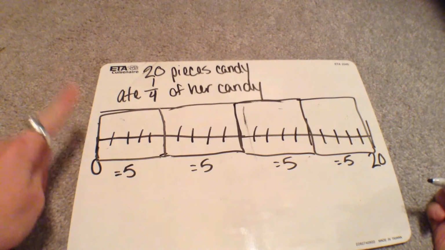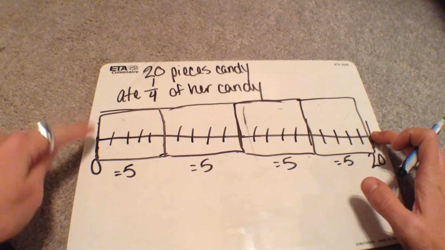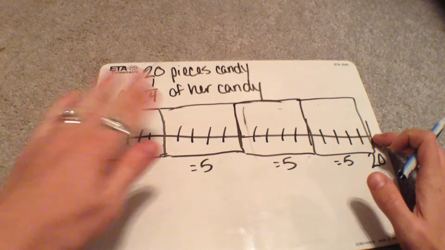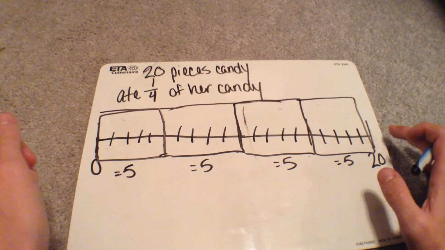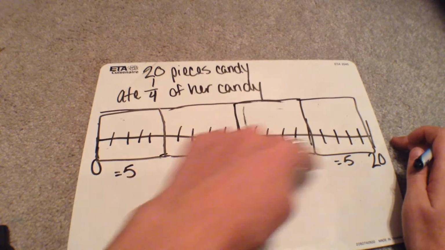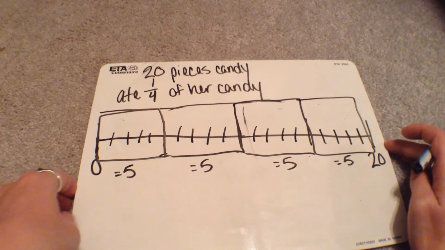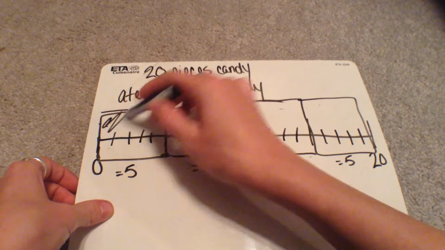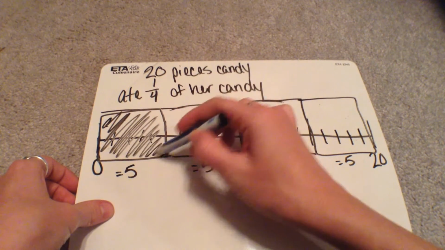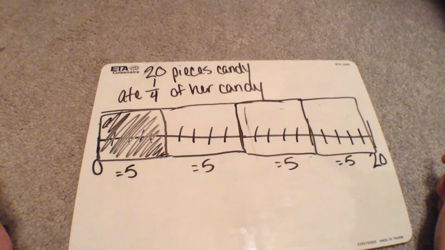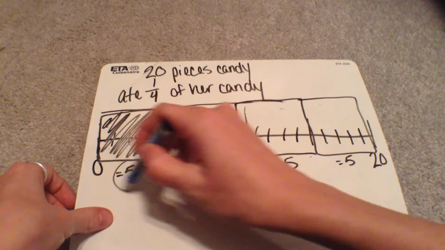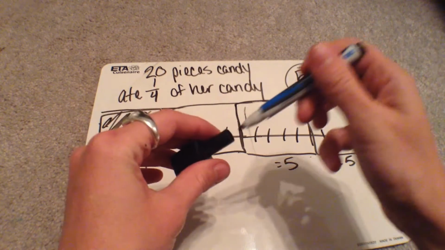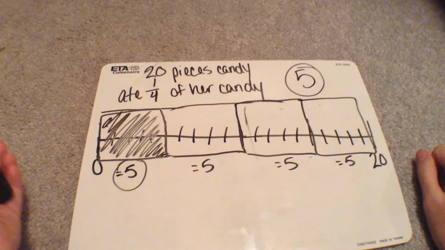So, on our number line from 0 to 20, we went 0 to 20 because she had 20 pieces of candy in all. We split this into 4 parts, then we made sure that they were equal parts. Now, they're all 5, so we know that they're equal parts. Now, she ate one of these 4 parts, so I'm going to shade that in. So, how many pieces of candy did she eat? 5 pieces of candy. 1/4 of 20 is 5.